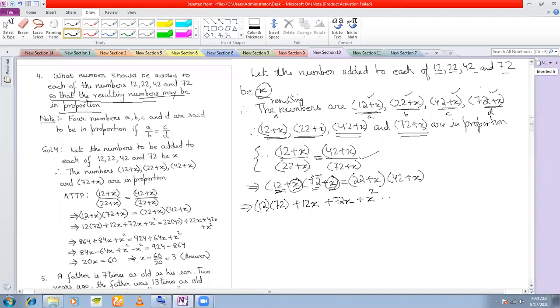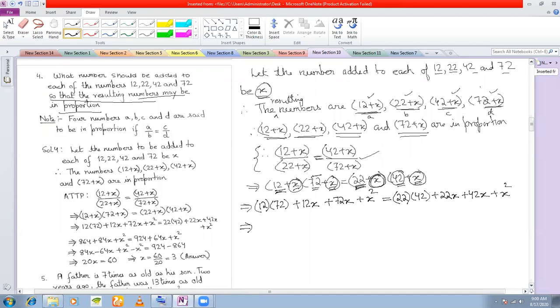Similarly, we want to multiply the next one, 22 into 42. This 22 with this 42. Then again this 22 with this x. Then this x with this 42. And finally, this x with this x will give you x squared.